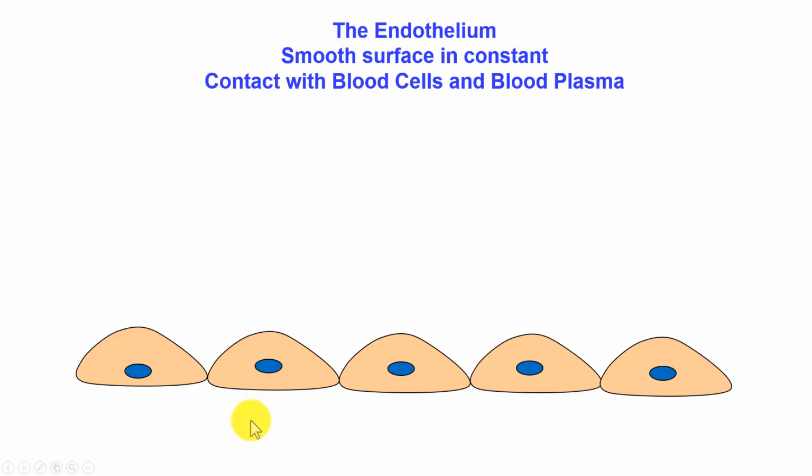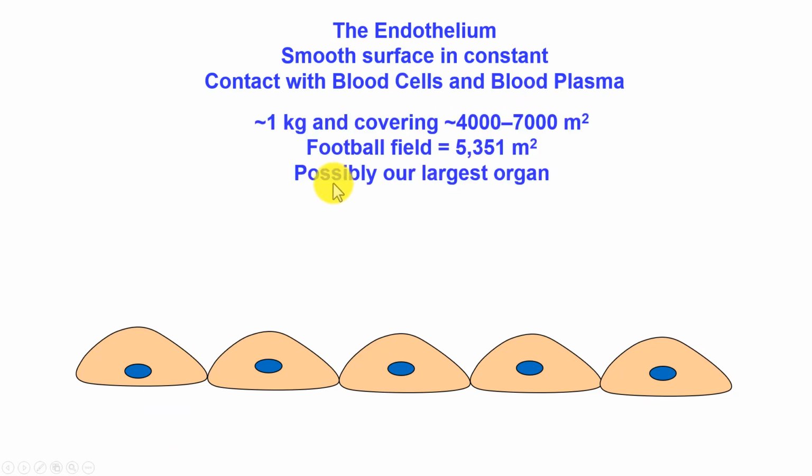So here's the endothelium. It's in constant contact with blood cells and blood plasma, and it's a large organ, estimated to be as large as 1 kilogram, with 4,000 to 7,000 square meters of surface area. A football field only has about 5,000 square meters, so it's a pretty large organ.